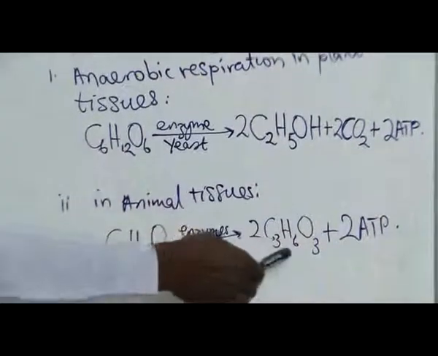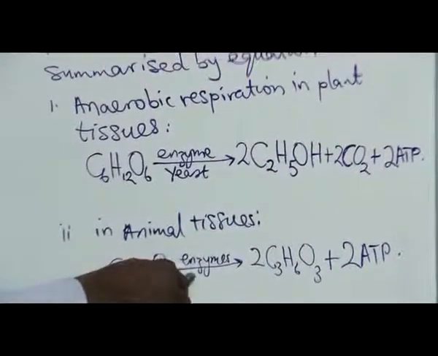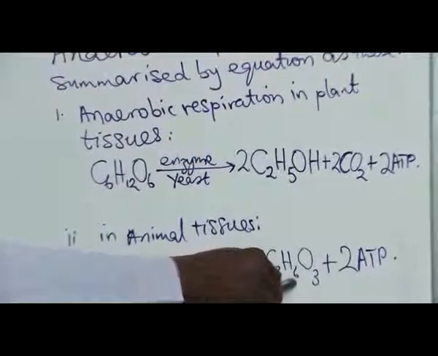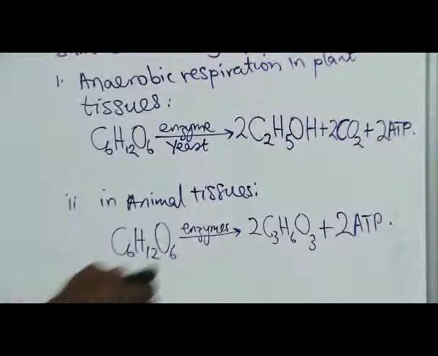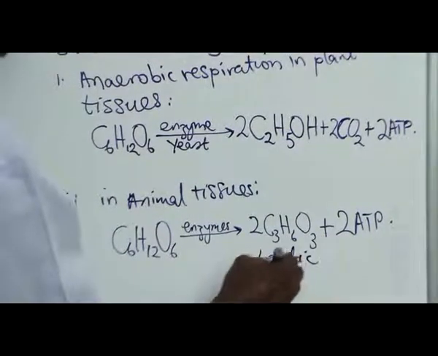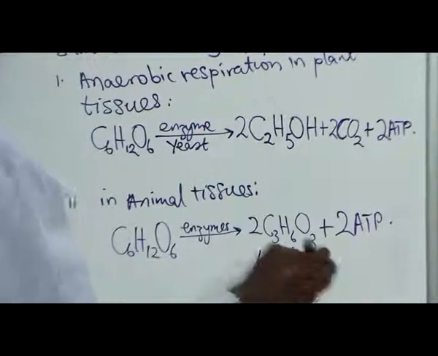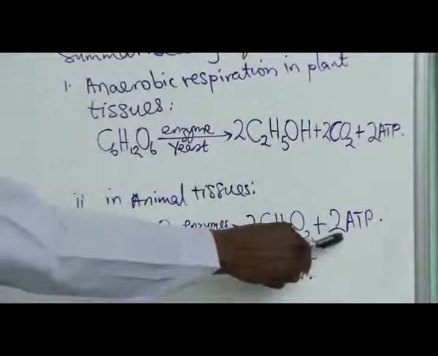Then, in animal tissue, it's an acid that is produced. With the help of enzyme, glucose is broken down into this acid, and this acid is lactic acid. Again, only 2 molecules of energy are produced.